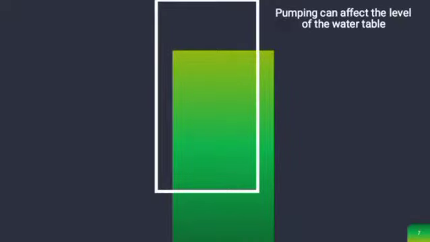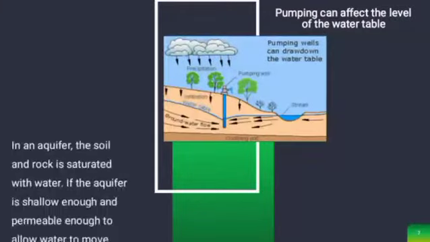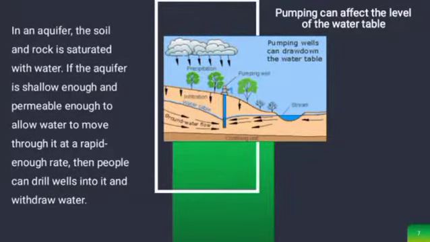Pumping can affect the level of the water table. In an aquifer, the soil and rock is saturated with water. If the aquifer is shallow enough and permeable enough to allow water to move through it at a rapid enough rate, then people can drill wells into it and withdraw water. So the level of the water table can naturally change over time due to changes in weather cycles and precipitation patterns, stream flow and geological changes, and even human-induced changes such as the increase in impervious surfaces such as roads and paved areas on the landscape.